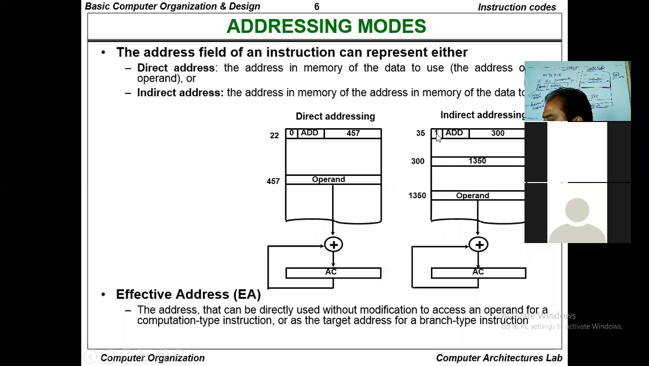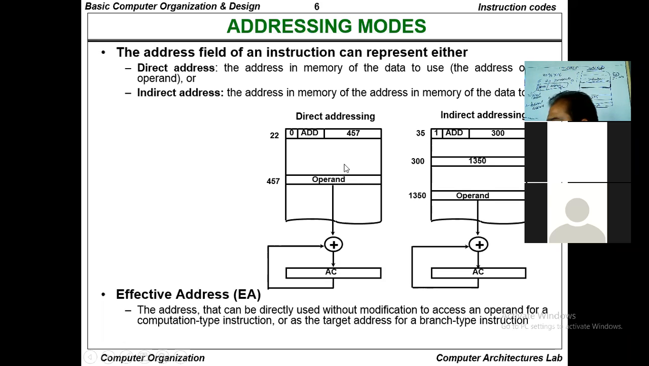Now the second case is here bit number 15 is 1. The operation is add. We have 300 address. 1 means indirect. इसका मतलब क्या है कि जो 300 है ये मेमोरी का एड्रेस है, इसके ऊपर एक और एड्रेस है 1350. 1350 के ऊपर क्या है? ऑपरेंड है. And this operand is added with accumulator and result is stored in accumulator. Add operation perform करना है, तो ये ऑपरेंड और एक्यूमुलेटर रजिस्टर में जो डाटा पड़ा दोनों ऐड हो जाएंगे, रिजल्ट एक्यूमुलेटर में ही स्टोर हो जाएगा.